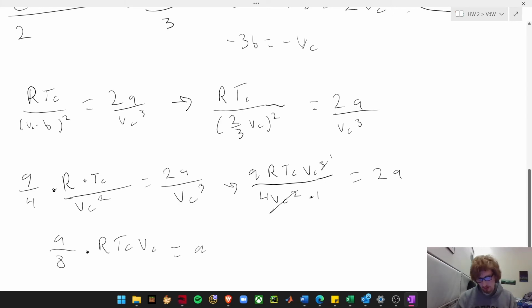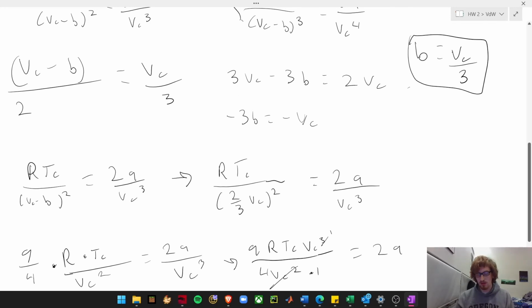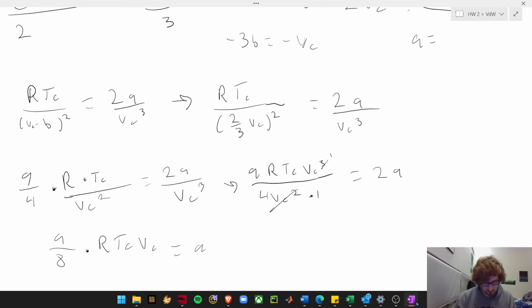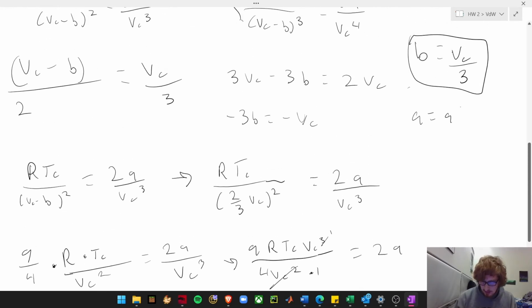So there are our equations for our two parameters in terms of critical properties. We have B is going to be equal to our critical volume divided by 3, and A is going to be equal to, and I can't remember it, so we're going to go back, 9 times R times our critical temperature times our critical volume over 8.